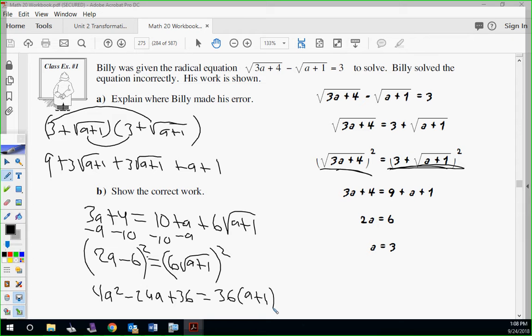Is everybody with me? Are there questions? This is the hardest lesson. This is 7. Why would we FOIL the 2a minus 6 but not FOIL the 3a plus 4? Because the 3a plus 4 is under a radical. The 2a minus 6 is not.